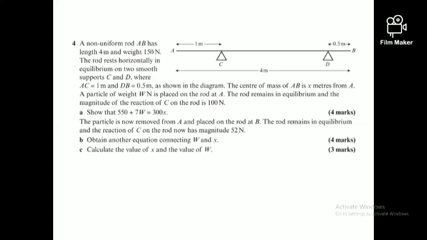The particle is now removed from A. Now it's not there. So when you make a small change, the entire facts in this question change, right? Okay. The particle is now removed from A, therefore the reactions over here and here would be totally different. It is placed on rod at B, kept over here, so we can mark W over here. The rod remains in equilibrium and the reaction at C on the rod now has a magnitude of 52. So now here you can mark the reaction as 52 and here this value is R, sorry, it's not the previous value over there, right? Obtain another equation connecting W and x, and calculate the value of x and the value of W.